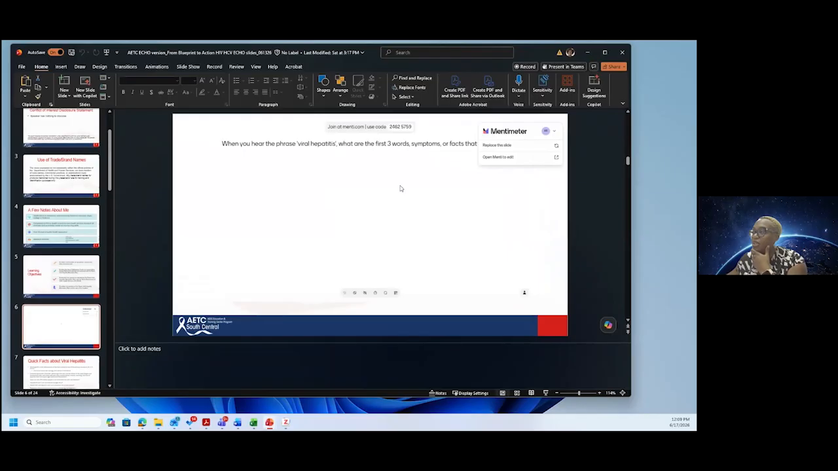If you could use menti.com to answer this question and use the code to reply. The question reads: when you hear the phrase viral hepatitis, what are the first three words, symptoms, or facts that come to mind? I'll repeat it again. The question is: when you hear the phrase viral hepatitis, what are the first three words, symptoms, or facts that come to mind?